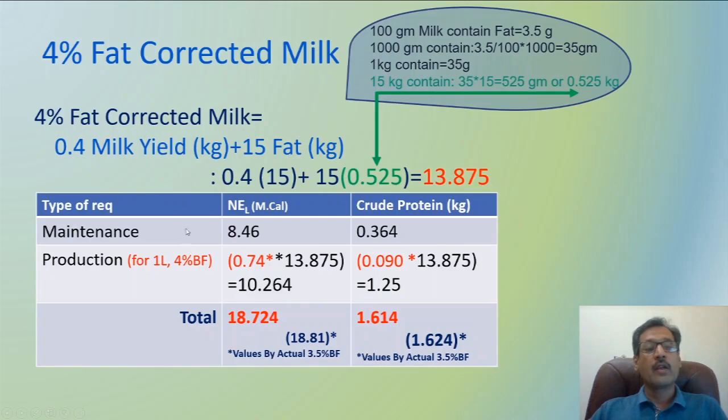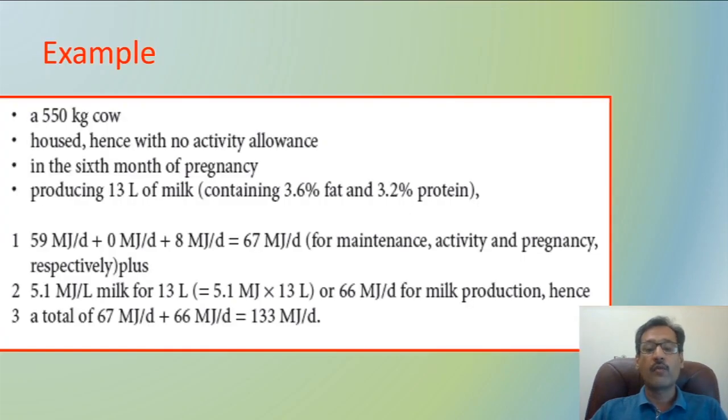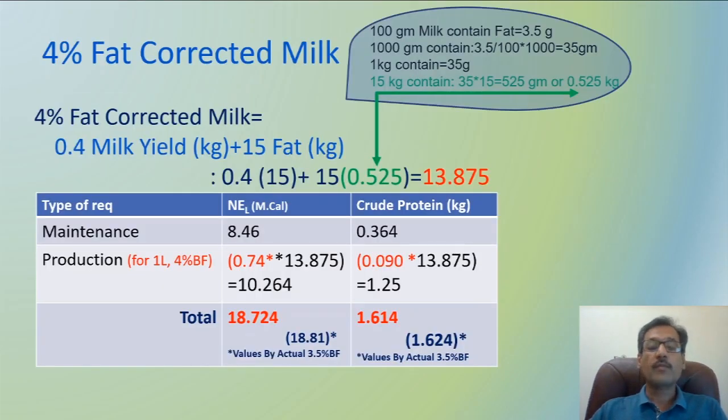So for 4% butter fat calculations, we use the same formula. 0.4 M, where M is the quantity of milk, that is 15 kg. So 0.4 multiplied by 15, plus 15 into F, where F is the quantity of milk fat produced by the animal. Sum of these values, we get 13.87. This 13.87 is the quantity of milk produced by our animal with 4% butter fat.